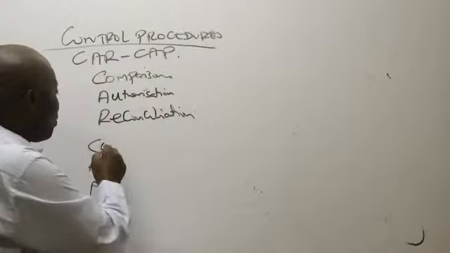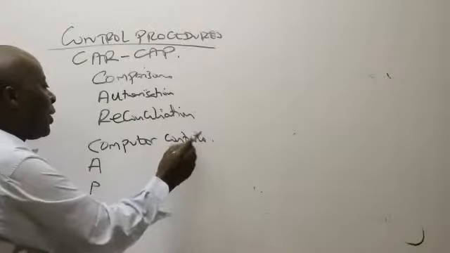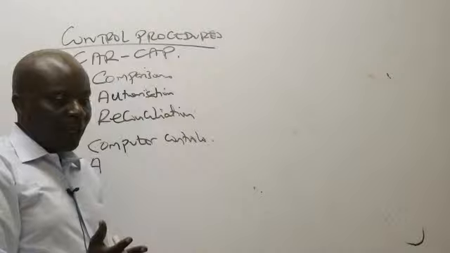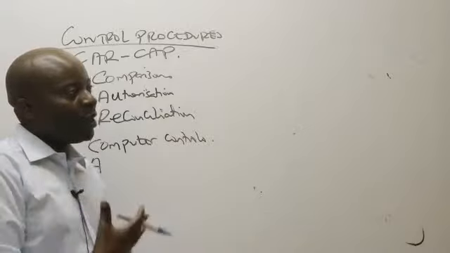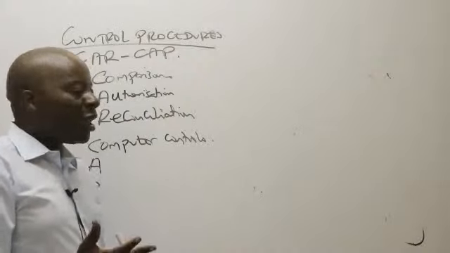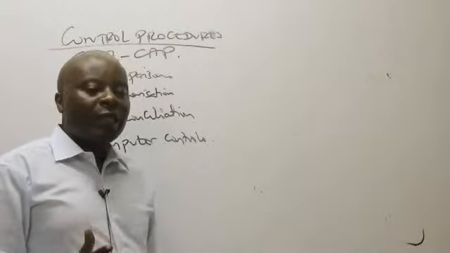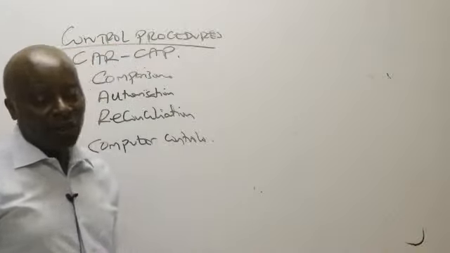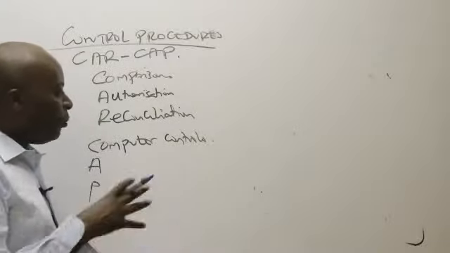We have computer controls. For example, the controls to do with access, passwords, firewalls existing. When we talk of auditing of e-commerce, we need websites which have very strong firewalls, so that they are not hit by cyber attackers. Those are the kind of things as an auditor I would want to look at under computers.